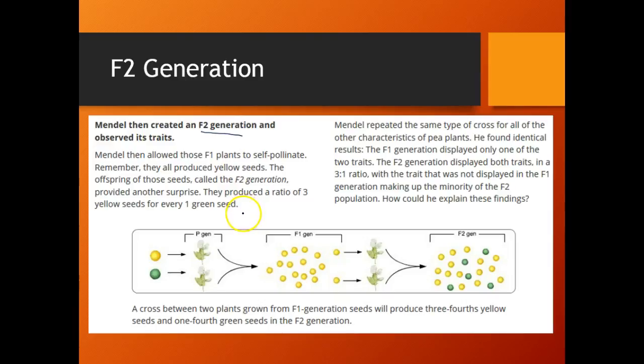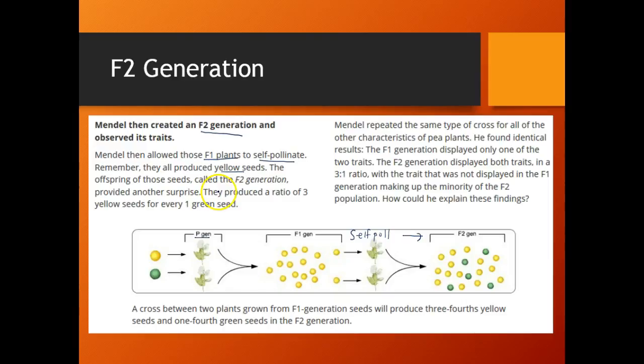And the way that he did that was he allowed the F1 plants, remember all of the ones with yellow seeds, to self-pollinate. Remember, they all produced yellow seeds. The offspring of those seeds he called the F2 generation. So again, we started with the P generation, right, which was the true bred yellow and green seed. Then they produced the F1 generation. Then we self-pollinated, right? And we made the F2 generation.